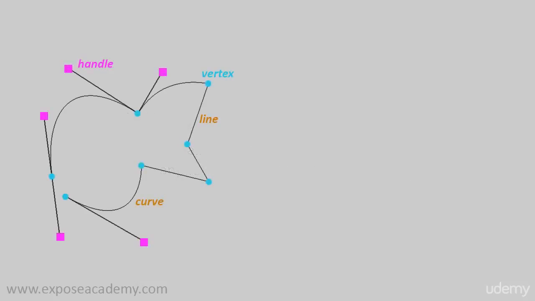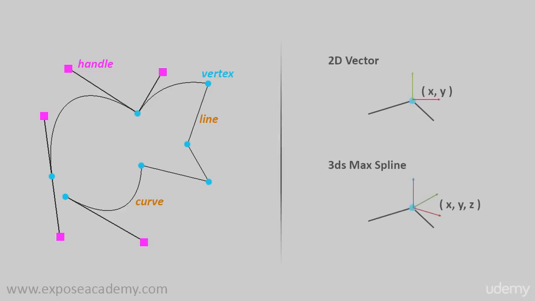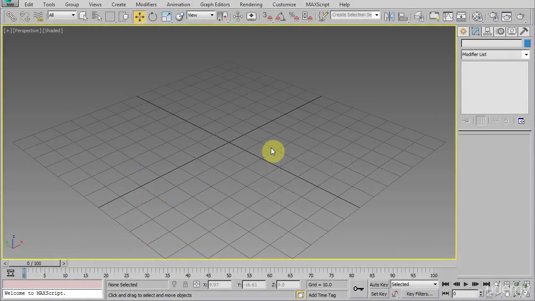Okay? Splines are a bunch of vertices or points connected with curves. These curves can be straight lines or can also be bending curves. Each of the vertices can have control handles, so we can control the shape using them. The difference between vector drawing and spline in 3ds Max is that in 3ds Max the vertices can have x, y, and z coordinate values, while in Illustrator or in Inkscape, they only have x and y, as it is basically a 2D application. Just like geometry objects, spline objects can be primitives and can also be editable.